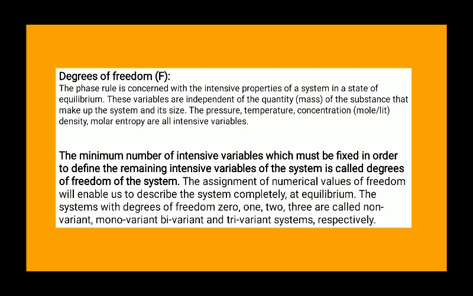The systems with degree of freedom 0, 1, 2, 3 are called non-variant, monovariant, bivariant, trivariant systems respectively. If degree of freedom is 1, it is called monovariant. If degree of freedom is 2, it is called bivariant. If it is 3, it is called trivariant. And if degree of freedom is 0, it is called non-variant.